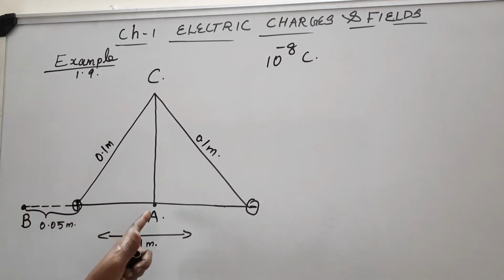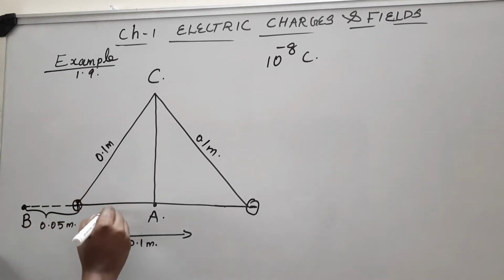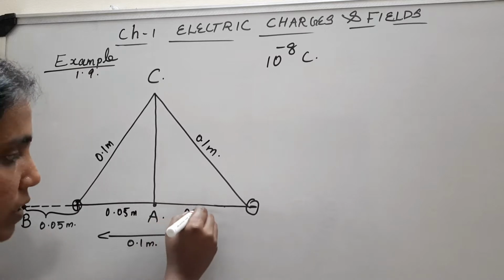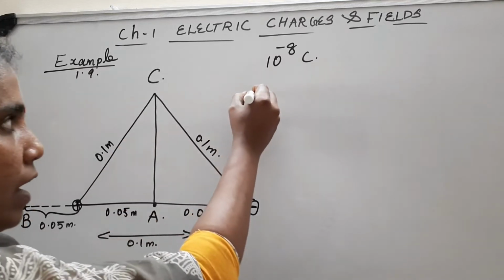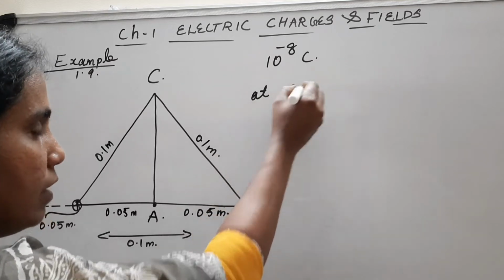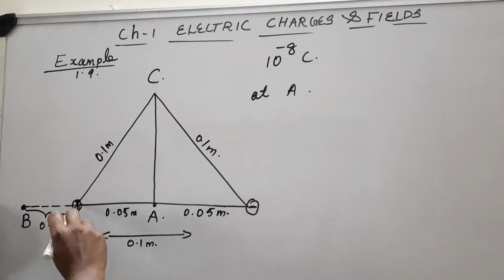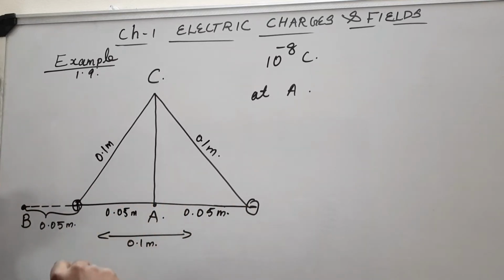So let's find the electric field at the point A. Actually A is the midpoint of the line joining the two charges. So this distance is 0.05 meter and this distance also is 0.05 meter. At A, the field will be produced by both the charges. That means this positive charge and negative charge will be producing the field at A.